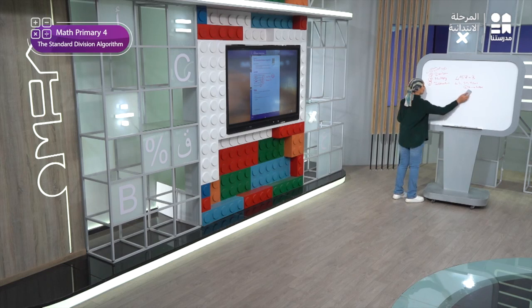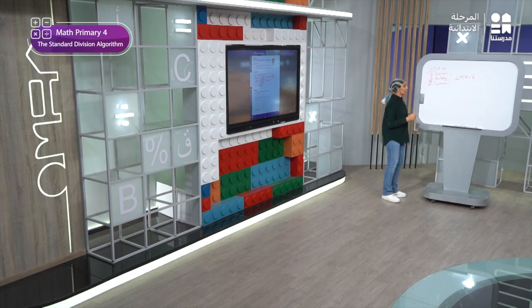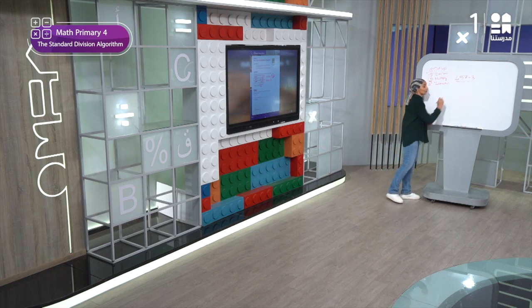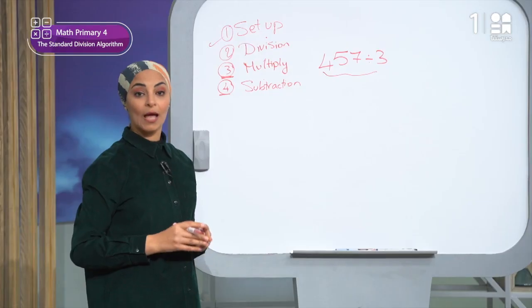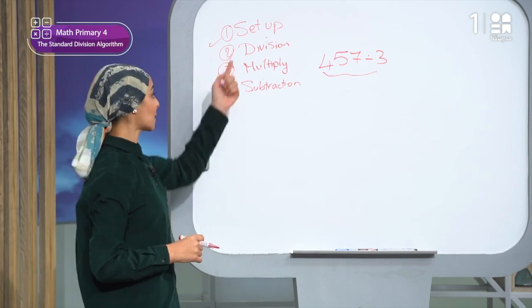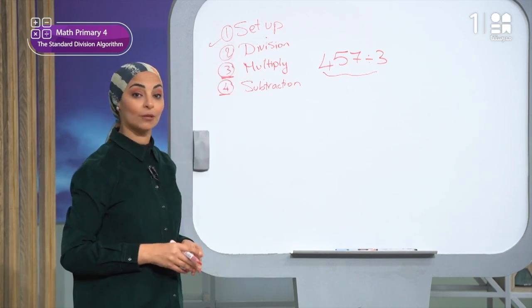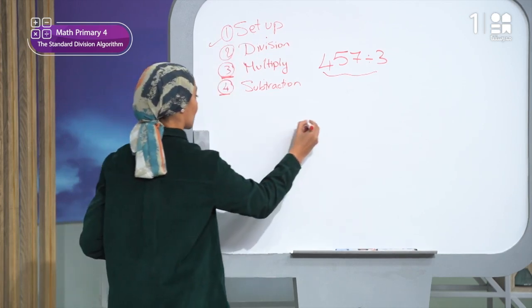Let's solve the same problem, but now this time I will use the standard strategy. I want to divide 457 divided by 3. First, what will I do? Setting up the problem, right? Let's write the problem together.